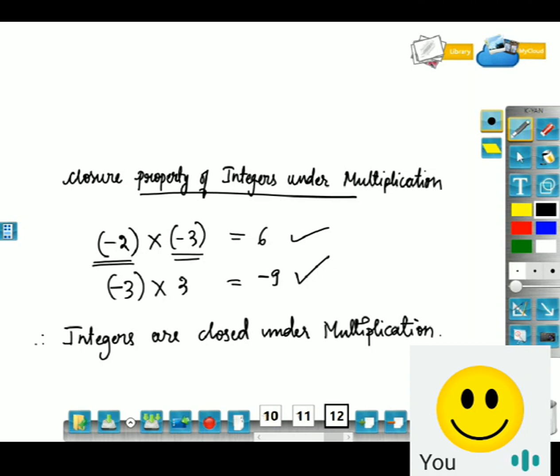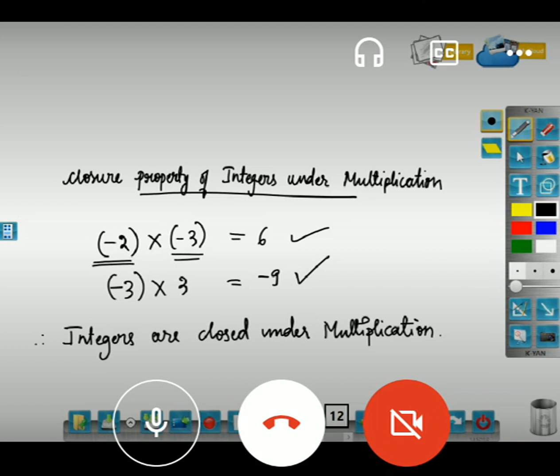Now can you guess what is the next property? Okay, the next property is commutative property. And please tell me whether integers are commutative under multiplication or not. Please write the answer in the comment section. Take 1 minute for that and write your answers in the comment section.